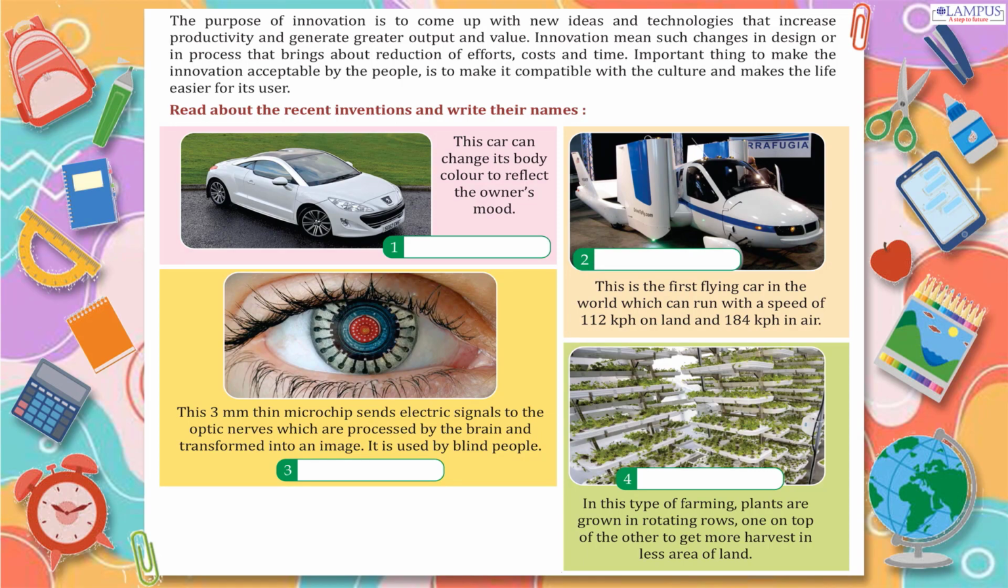2. This 3 mm thin microchip sends electric signals to the optic nerves which are processed by the brain and transformed into an image. It is used by blind people. 3. In this type of farming, plants are grown in rotating rows, one on top of the other to get more harvest in less area of land.